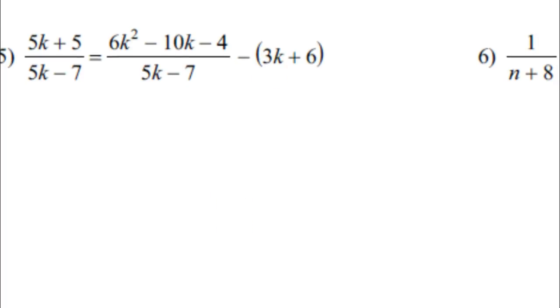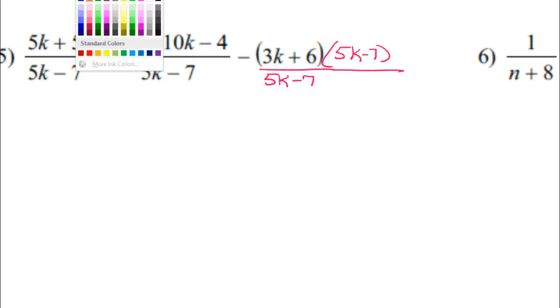The good news is there's nothing that we need to factor. So to make these denominators the same, all I really need to do is give this denominator a factor of 5k minus 7, like the others. I can only do that if I also put a factor of 5k minus 7 in the numerator as well. Now the denominators are all the same, so I can cancel them out.